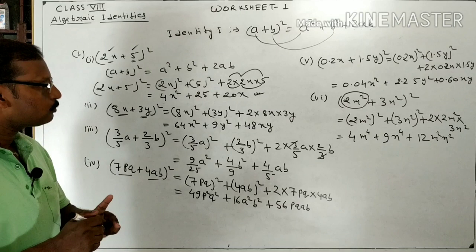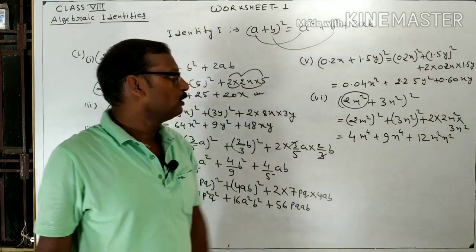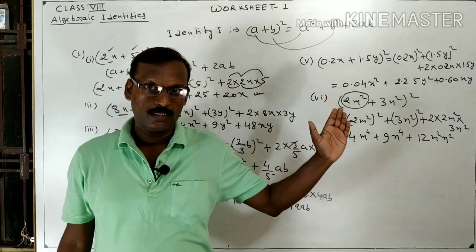You have to use this identity, (a + b) whole square equals a square plus b square plus 2ab, means square of the first number plus square of the second number plus 2 times their product.